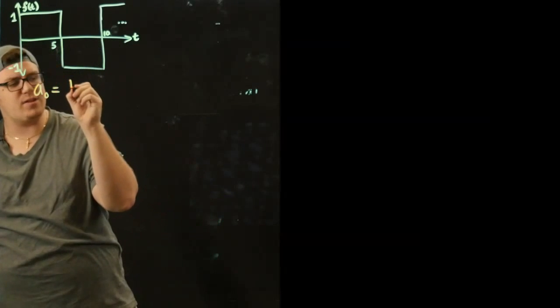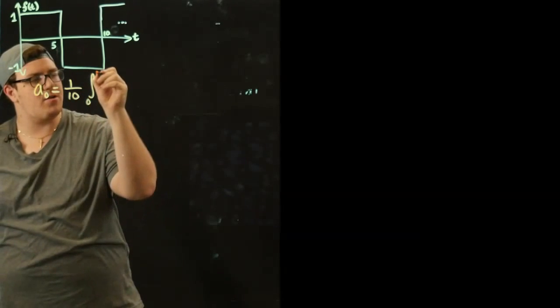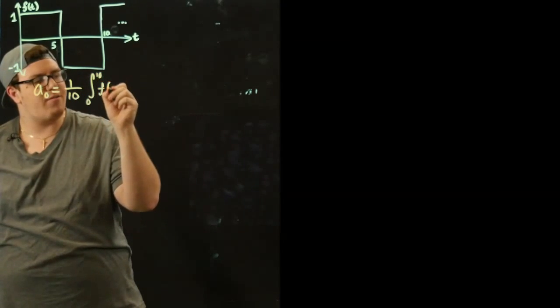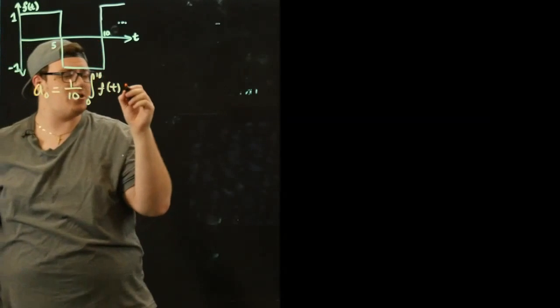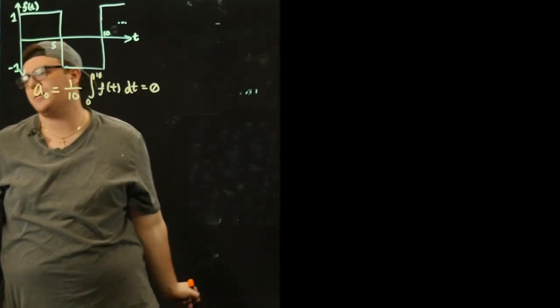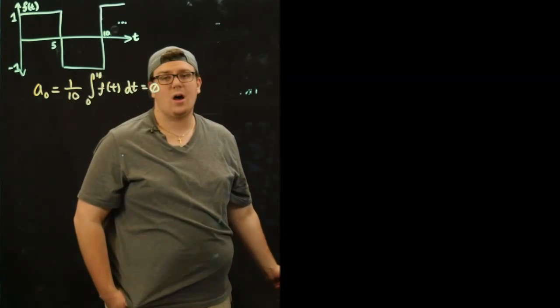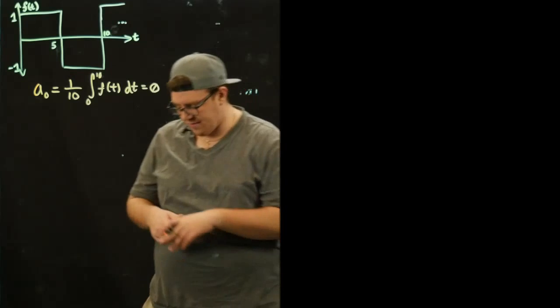And in fact, if you take 1 over 10, the period, and integrate from 0 to 10, f of t, where f of t is this function, you do in fact get 0. So we have no DC term for this function.